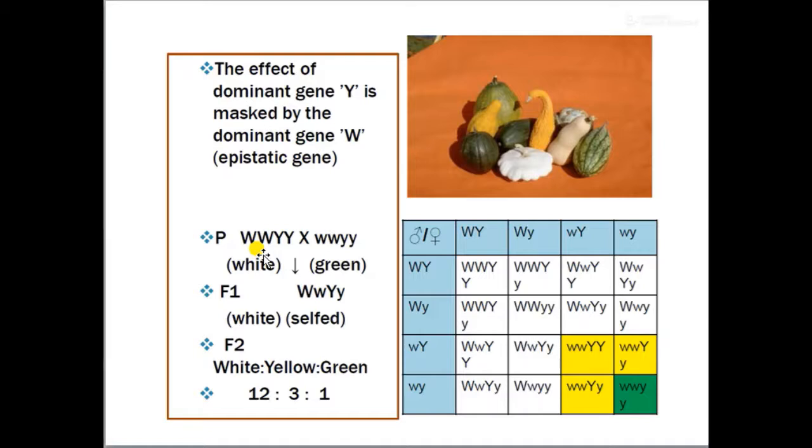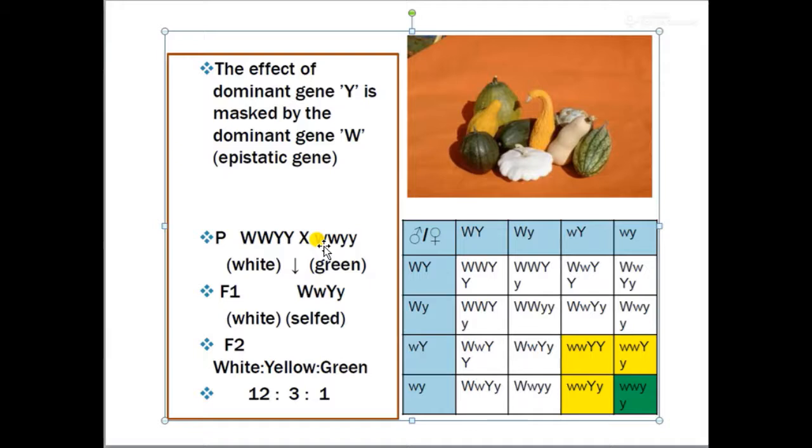Now, is it an allele? What is the difference between an epistatic gene and an allele which influences the other? In this case, the expression of another gene, that is the Y gene, is influenced by a non-allelic gene, which is the W. So W and Y are not alleles. They are two different genes in this situation. And the allele of capital W is small w.